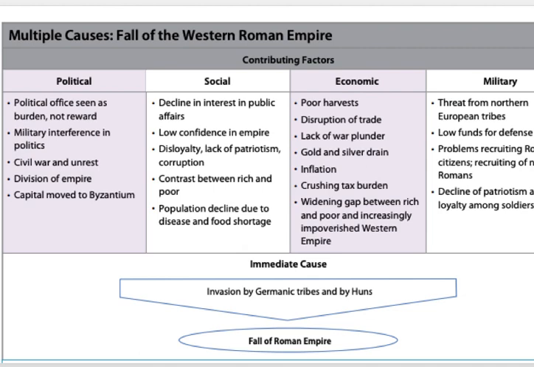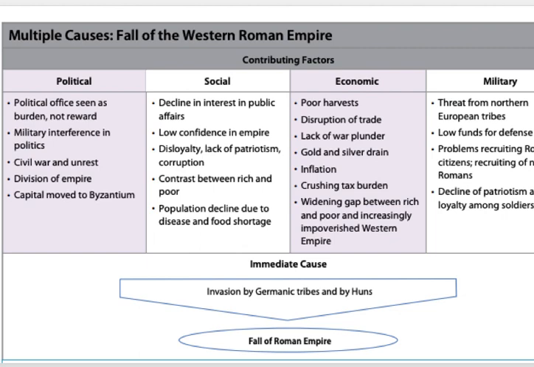But here we have a chart explaining the different aspects of the decline of the Western Roman Empire, right? So we have four different categories here: political, social, economic, and military. So what I want you guys to do, this is where your assignment now comes in, is you're going to take a look at this chart, which I'll also post in the Harbor, and you're going to choose one bullet point from each of the categories: political, social, economic, and military.